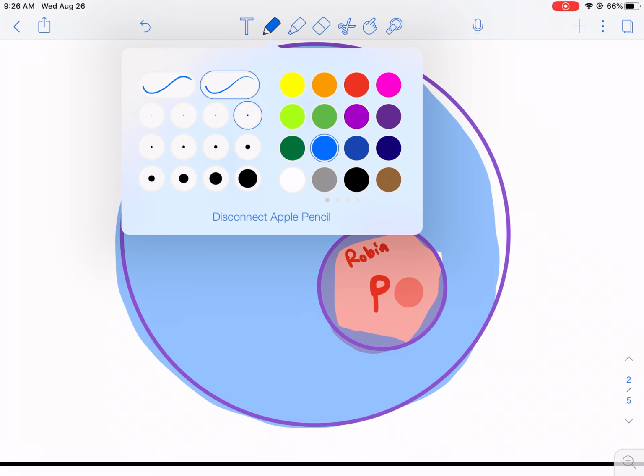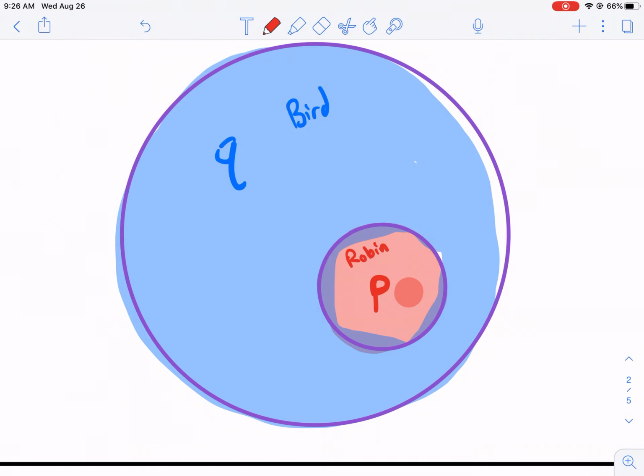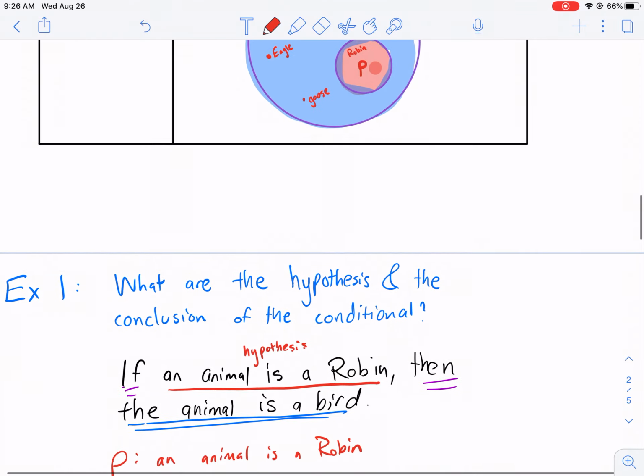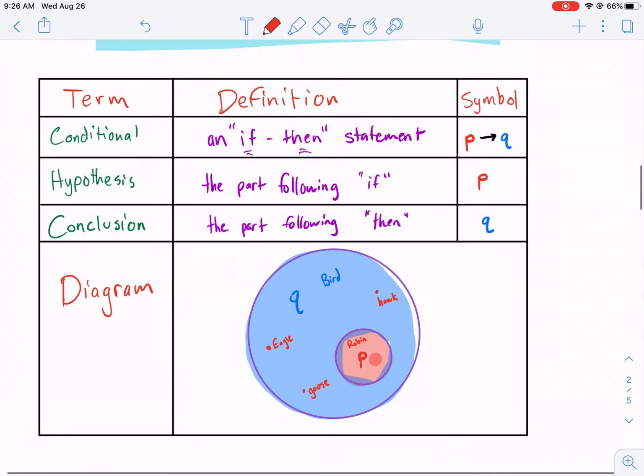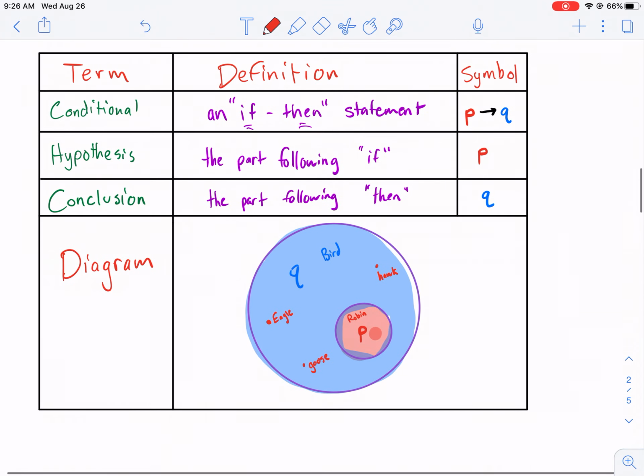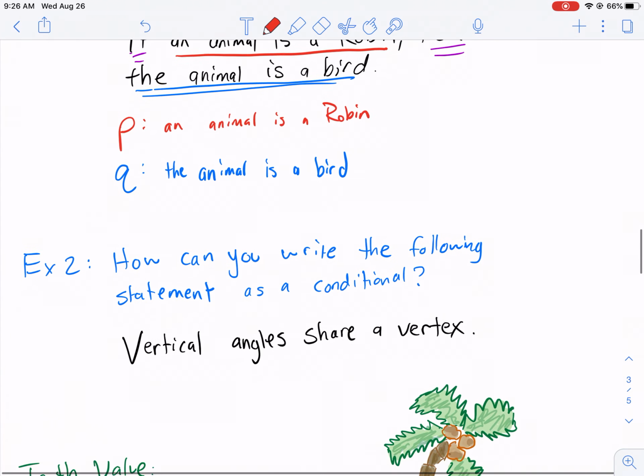Now, this also means that there's other things that are not robins that are also birds. So, for example, we could have a point over here, and this could be an eagle. We could have a point over here, this could be a hawk. We could have a point over here, this could be a goose. Is a robin a goose? No, it is not. Is a robin an eagle? No, it's not. But they are all birds, so they're different points within the bigger umbrella of the bird family, okay? So that's an example of how to interpret if P, then Q. So if it is a robin, then it is a bird. That is a true statement, okay?